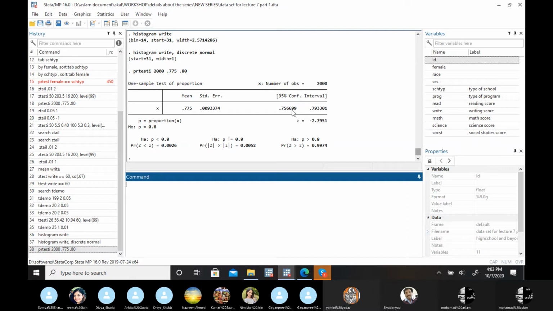If you go with the confidence interval approach, this Z stat value won't lie here. Oh, sorry, this particular proportion value 0.80 won't lie in this particular confidence interval. So again, you have to reject the null hypothesis.